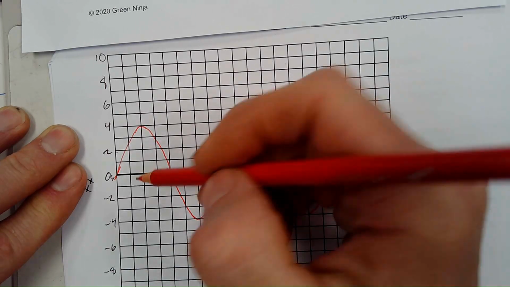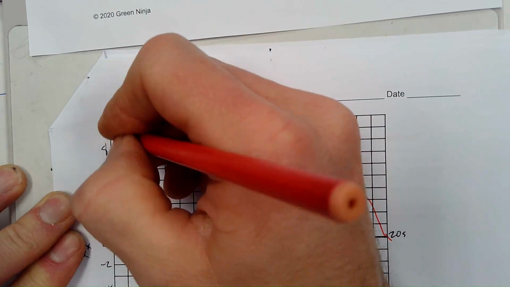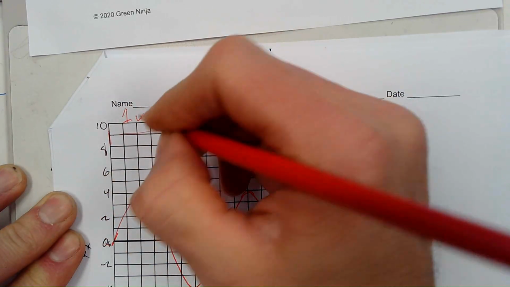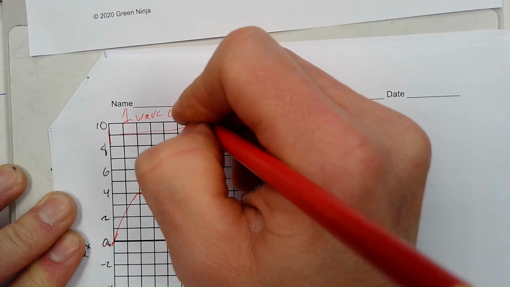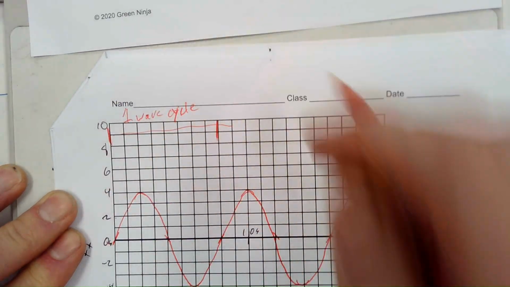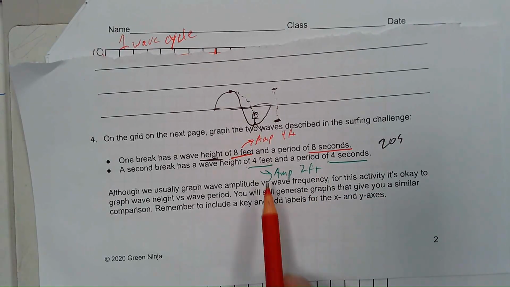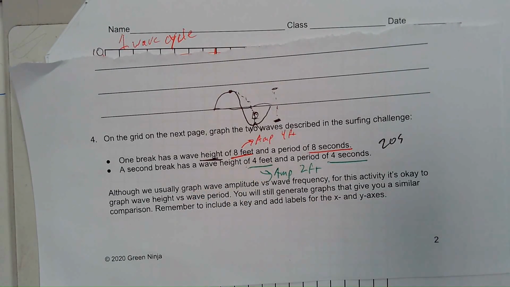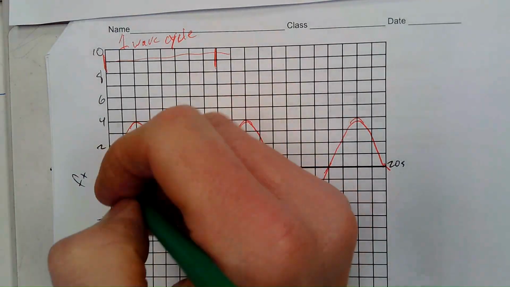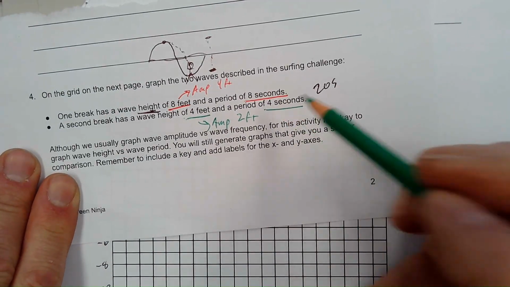And keep in mind that for this wave, this period right here, this is one whole wave cycle. One whole waveform, one wave cycle. From here to there is 8 seconds long. Our second waveform, which has a height of 4 feet and a period of 4 seconds, is going to be half the size of this, but twice as fast. So if it starts at 0 seconds, instead of being 8 seconds long, it's going to be 4 seconds long.